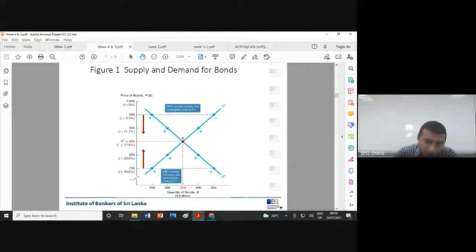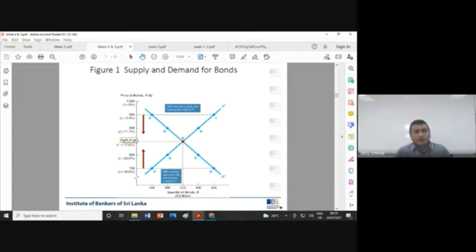So if you are drawing this graph with interest rates on the y-axis, lower interest rates would be here, and higher interest rates would come to the top. But you are drawing this graph with price on the x-axis. So higher interest rates means lower price. Lower interest rate means higher price. So at higher prices, you have a lower interest rate.